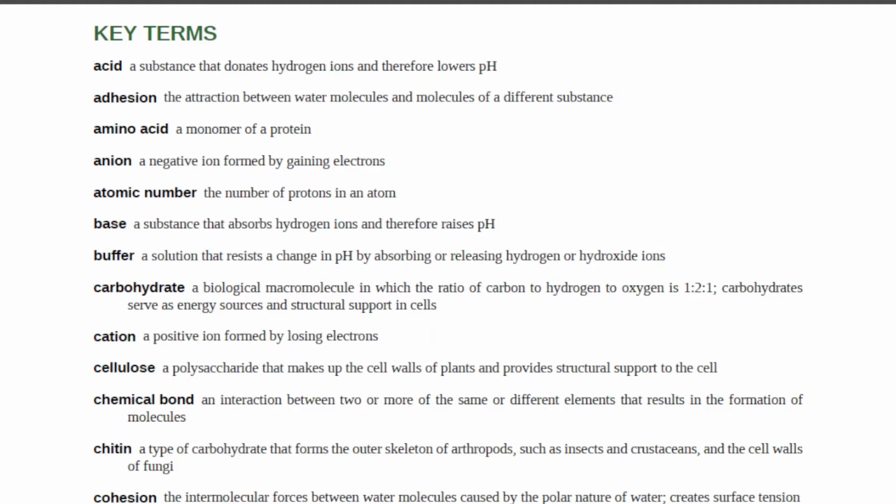Cation, a positive ion formed by losing electrons. Cellulose, a polysaccharide that makes up the cell walls of plants and provides structural support to the cell. Chemical bond, an interaction between two or more of the same or different elements that results in the formation of molecules. Chitin, a type of carbohydrate that forms the outer skeleton of arthropods such as insects and crustaceans and the cell walls of fungi.